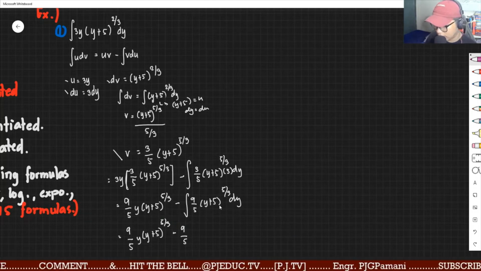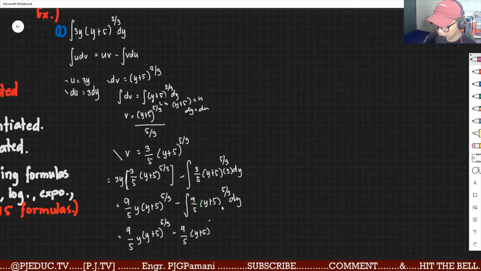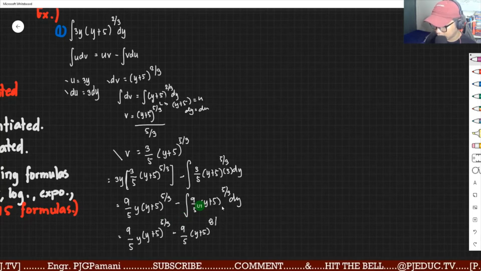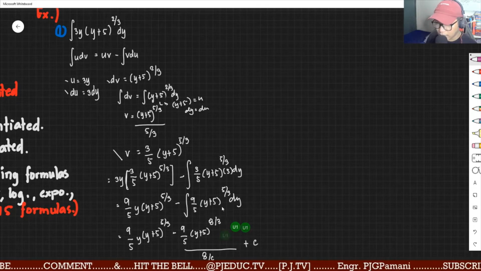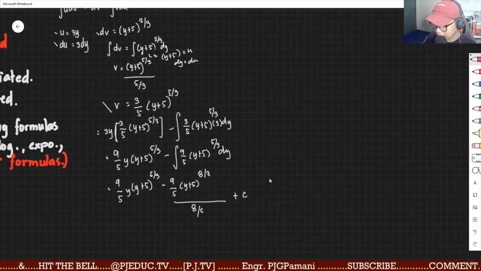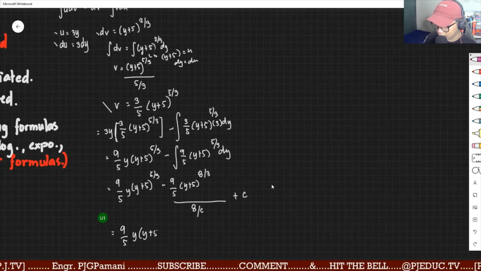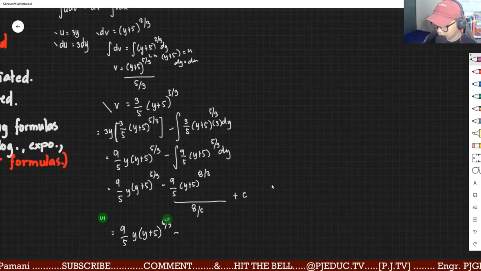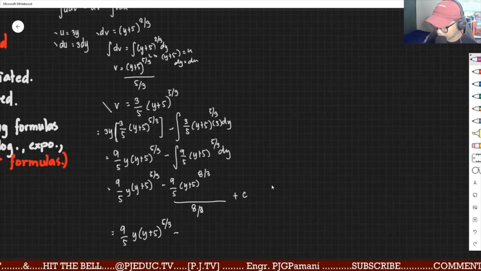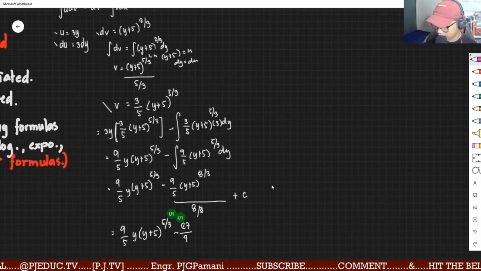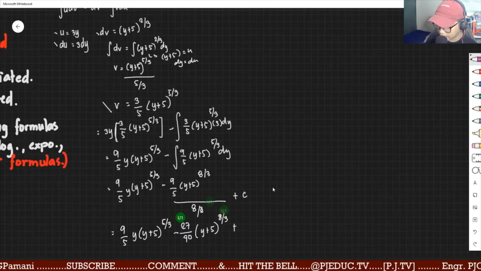Power rule. Formula, sir. So, (y plus 5) raised to 5/3 plus 1, right? 5/3 plus 1 is simply 8/3, over 8/3. And don't forget your integration constant. Simplify: y times (y plus 5) raised to 5/3 minus 8 over 3, 27 over 40 times (y plus 5) raised to 8/3 plus c.